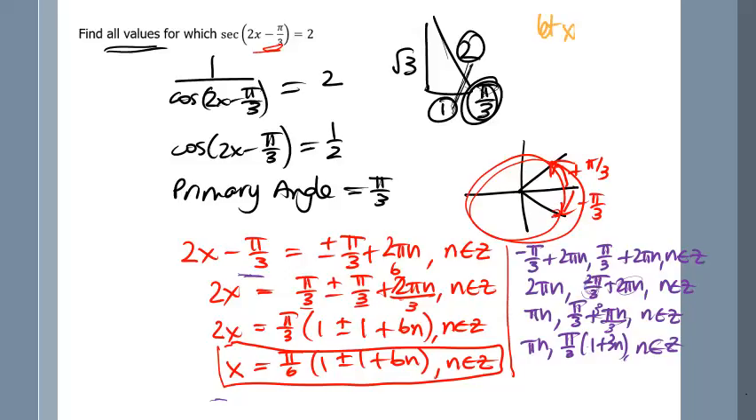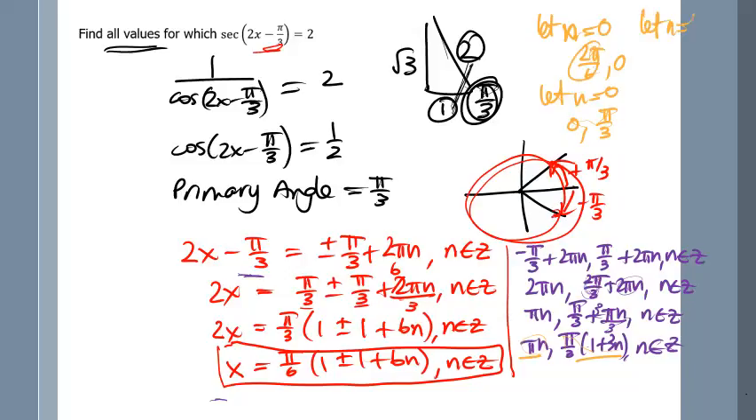Let n equal 0. If I put 0 into the first one, I get 1 plus 1 plus 0, so I get 2 pi on 6, and I get 1 minus 1, which is 0. So I get 0 as a solution. If I put 0 into these two equations, firstly I'm going to get 0. And when I put 0 into here, I'm going to get 1 pi on 3, which is the same as 2 pi on 6.